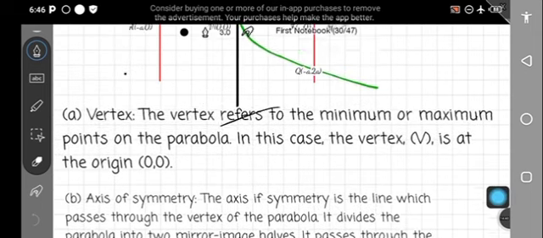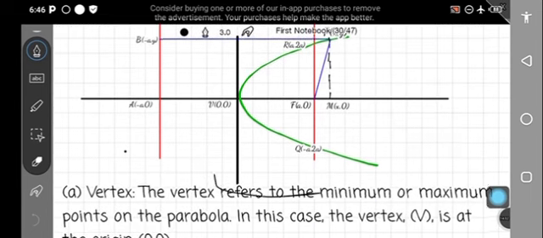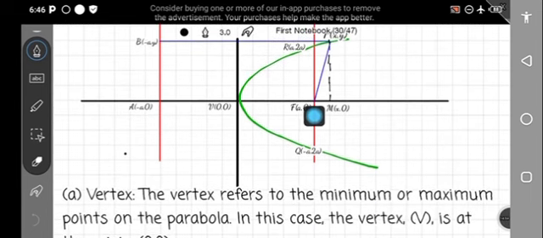So let's go back to the diagram. You can see this point F is the focus, right? We have already defined what the focus is. The focus is the fixed point, whereby the lines FP and BP are equidistant from it. So this is the focus, right?